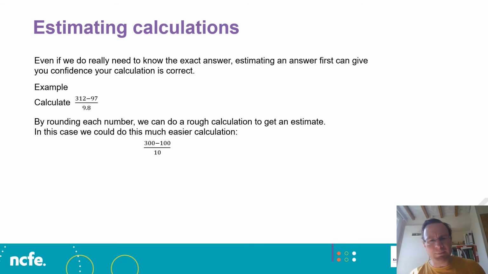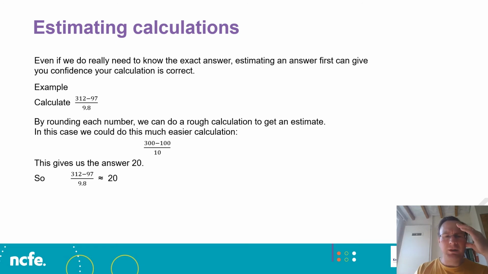Now looking at that, 300 minus 100 doesn't look quite so scary, does it now? And then you're going to be left with 200, and then 200 divided by 10. Quite an easy calculation, isn't it? So this gives us 20. So that's quite a nice sort of technique to consider.